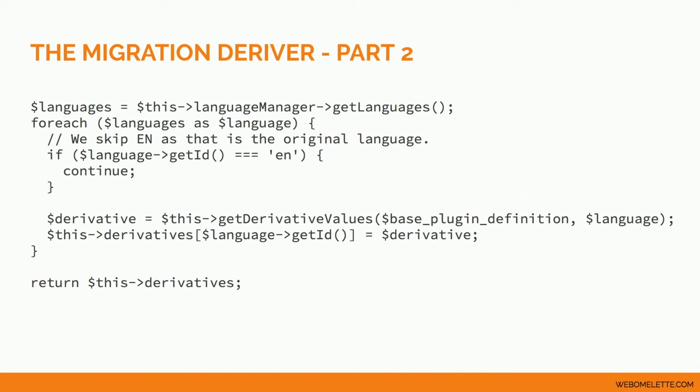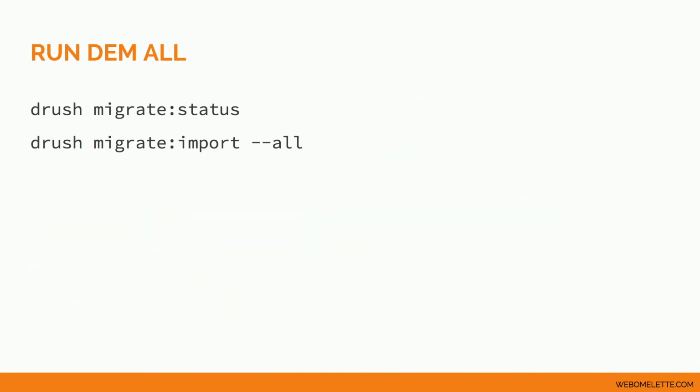We can now run, even import all, and because of our dependency between the migrations, it will run them over to import the categories first. And that's pretty much it.